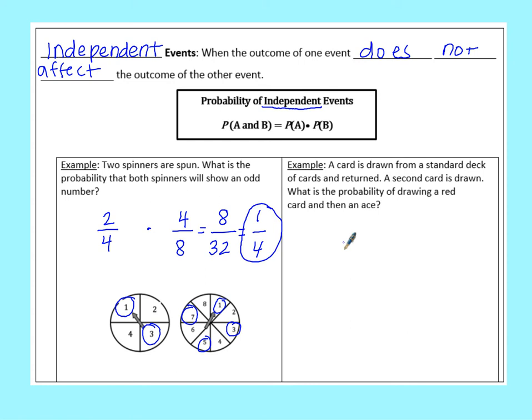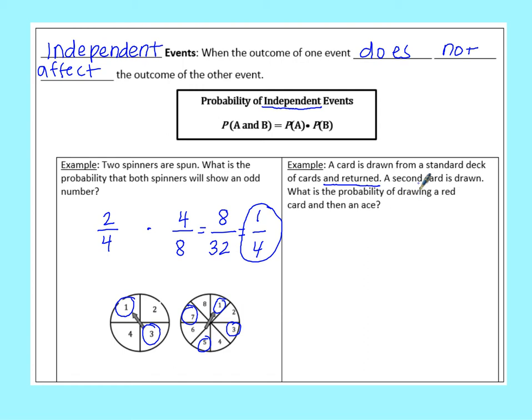Now in the second example, it says a card is drawn from a standard deck of cards and returned. A second card is drawn. What is the probability of drawing a red card and then an ace? There are some keywords in here. First of all, when it says it's going to be returned, that means the first time you pick it out of the deck, there are 52 cards. You're going to put the card back, and then you still have 52 cards to draw from. So the first event does not affect the second, and that's why these are independent.